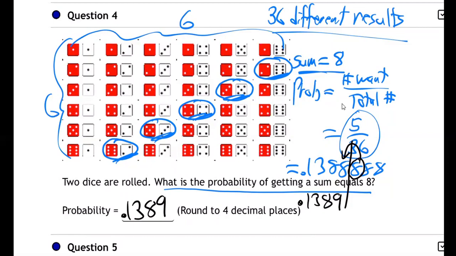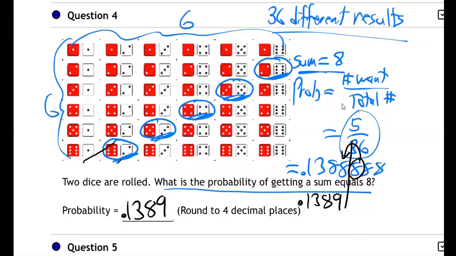So in other words, the probability if you roll two dice of getting a sum of 8, there's about a 13 or almost 14% chance that you're going to get a sum of 8 when you roll two dice. Questions I can answer on that one? Now, you're going to get a different question than mine. It's all random.